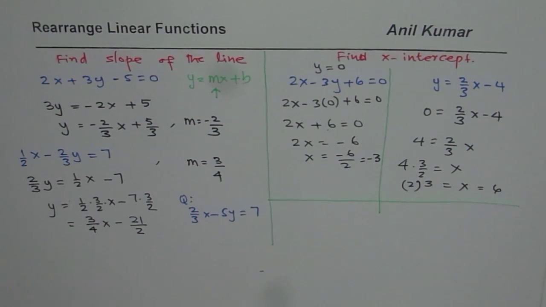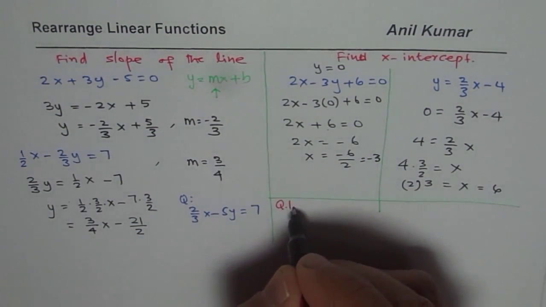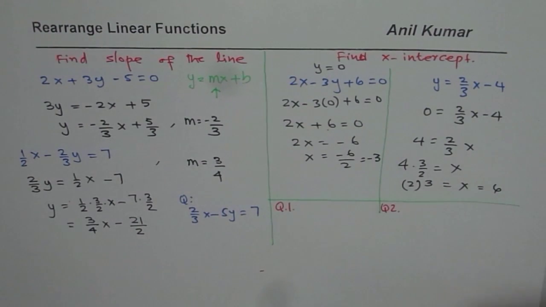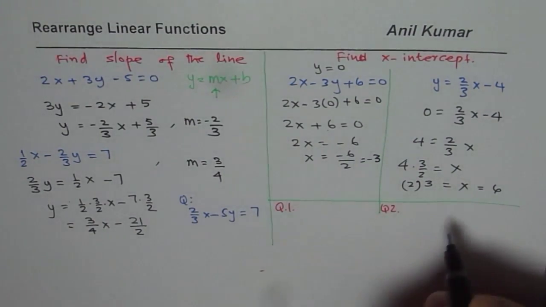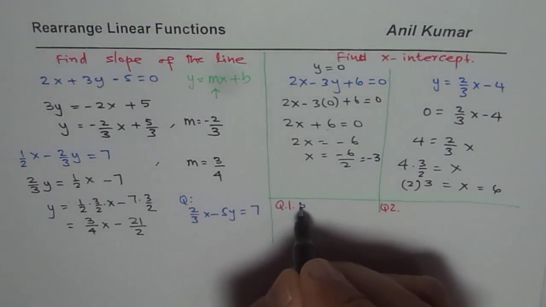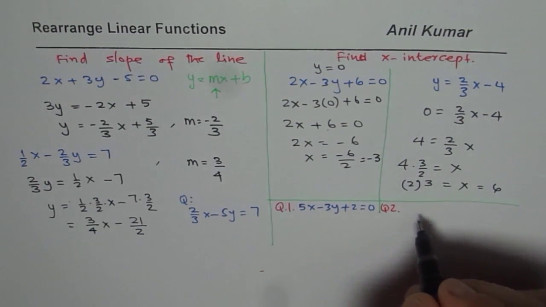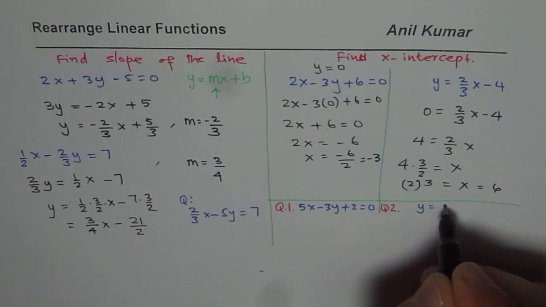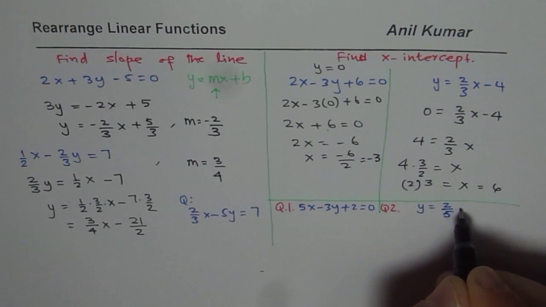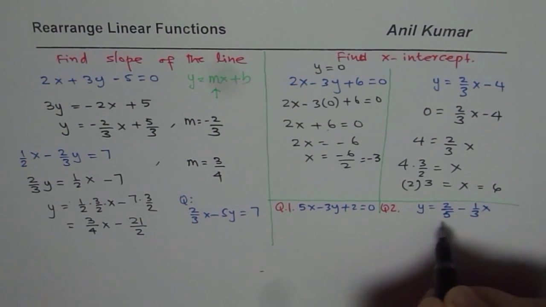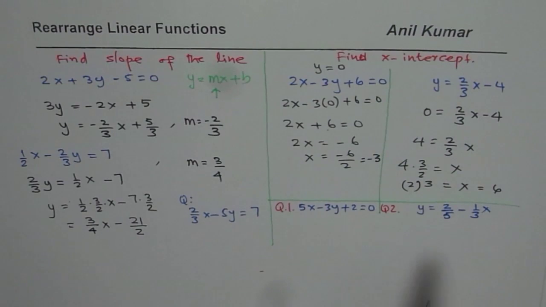Now as a practice, let me give you a few questions. So let me give you question 1 and question 2. This is referring to finding x and y intercepts. Let the question be, okay, let me add some fractions. Okay, let's make it simple first. 5x minus 3y plus 2 equals 0. And here the equation for you is y equals 2 over 4, 5, let us say, minus 1 over 3 x. So I kind of switched their place. So try to find the x-intercept for these two equations.